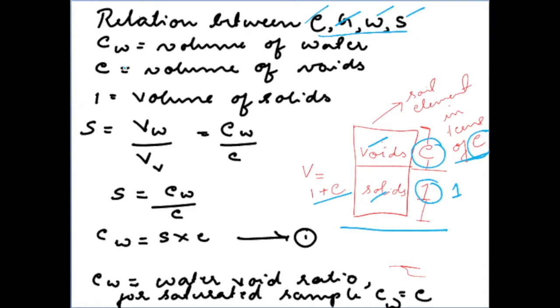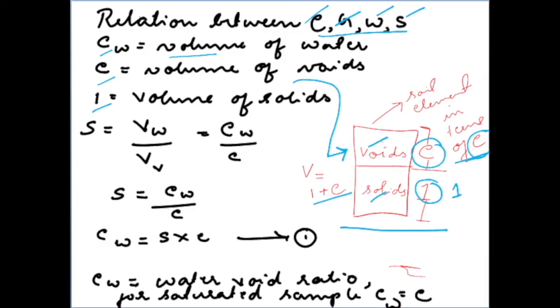Now let us go back to the derivation. Now let us represent e_w as the volume of water, and we have e, which is nothing but the volume of the voids, and we have 1, which is nothing but the volume of the solids. So this is pertaining to the figure which I have drawn.